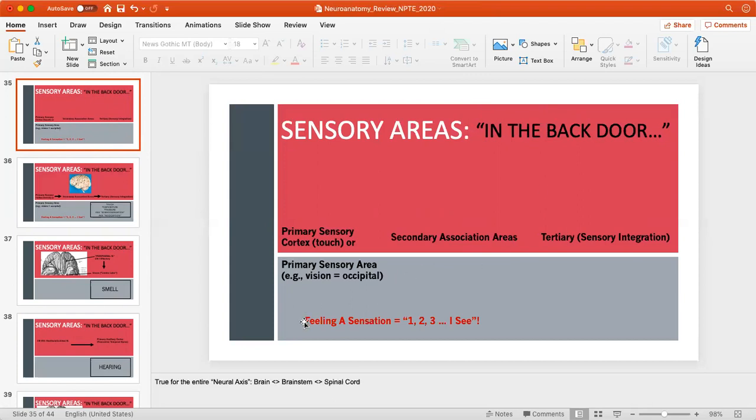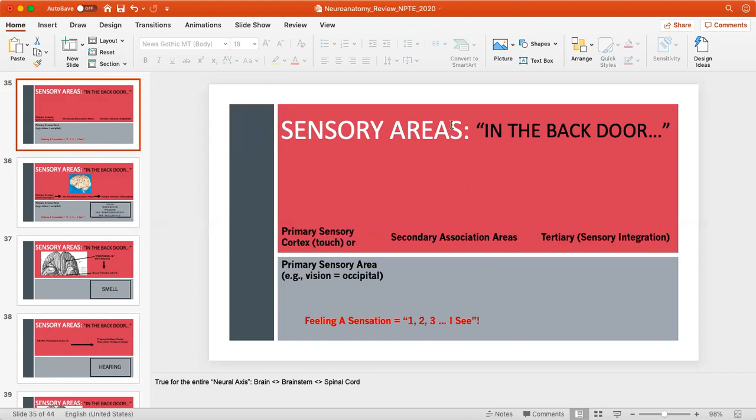So when I think about sensory areas in the brain, in the back door, what I think about is if you're feeling a sensation, 1, 2, 3, I see. So the idea being that sensory information is first going to come into the primary sensory cortex or a primary sensory area. So 1, it's going to move to a secondary association area where we start processing that data or making sense of it, integrating maybe one type of sensory data with another type of sensory data. And then it's going to get further processed in a tertiary area or sensory integration where we have maybe processing of 2 types of sensory data, but also an evaluative component. What does that sensory data mean before we start to make a decision on that, or before we start to integrate that into a future motor plan?